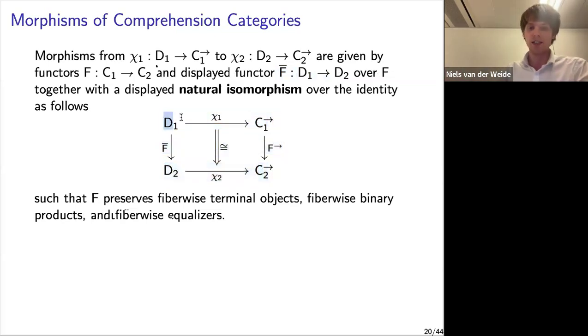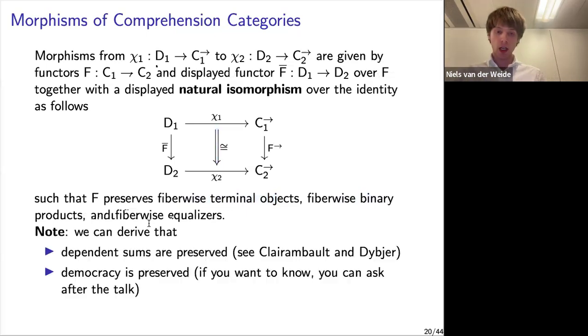And that amounts to saying that this triangle, or this square, I don't think these things are squares and triangles, this square commutes up to natural isomorphism. And that says how it interacts with context extension. And then we must also say that the type formers are preserved. So f bar preserves the terminal object, binary products, and equalizers. And that's it. Note, we do not need to add an assumption about preservation of sigma types. That is because of the strongness assumption, saying that the sigma types can be written with gamma, A, B, so that follows from this. And we also don't need to require that democracy is preserved. This is a requirement in Clairambault and Dybjer, but you can actually derive it in general. So this is a requirement that I also don't add.